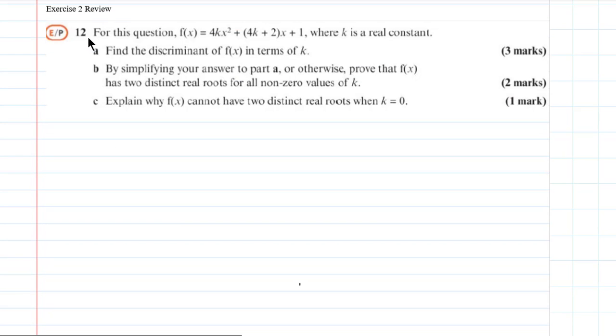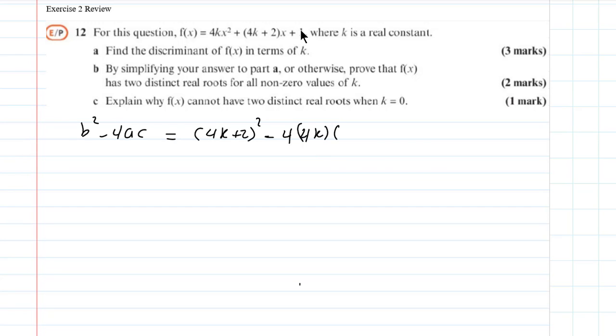Question 12. For this question, f of x equals 4kx squared plus bracket 4k plus 2 x plus 1, k is a real constant, find the discriminant. Discriminant is b squared minus 4ac, which here will be b is 4k plus 2, 4k plus 2 all squared minus 4a, which is 4k, okay, and c, which is 1. After it will be 16k squared plus 4.